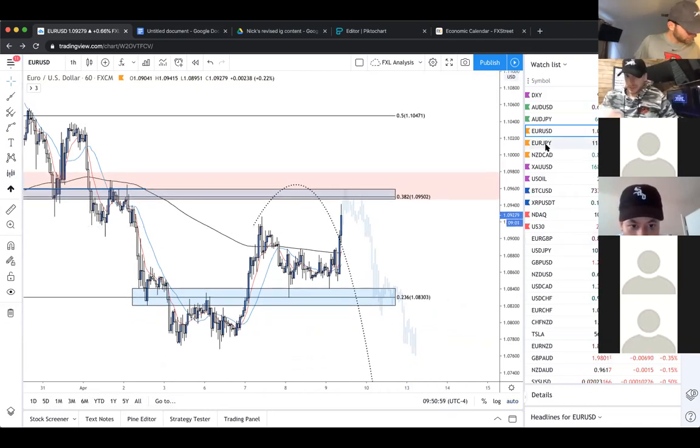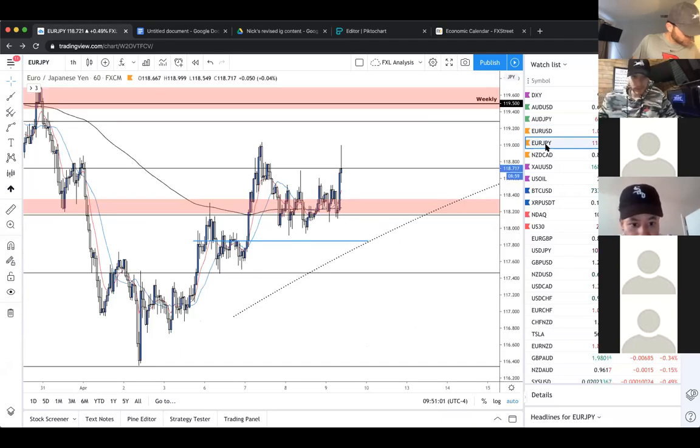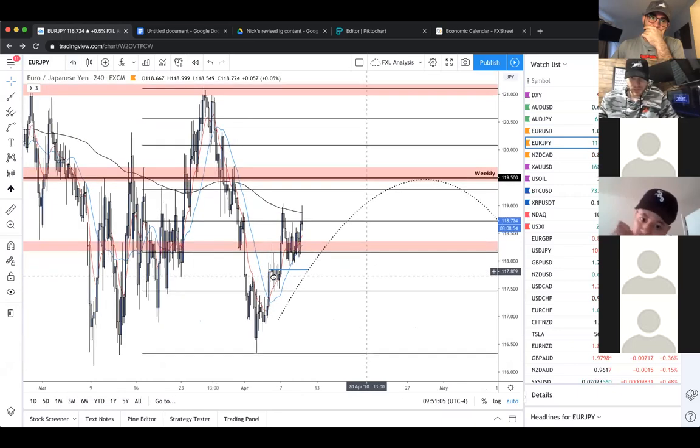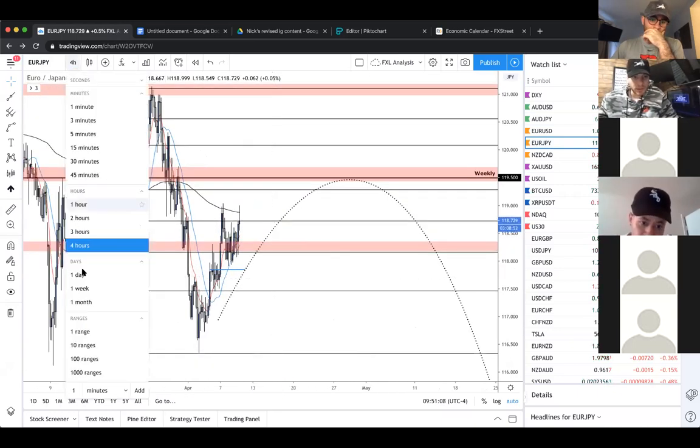Again, this still needs to develop a little more. I don't think we're quite there yet. Same with EJ. Yeah, I'm going to hold off on these Euro pairs for now. I think it still needs to develop quite a bit.